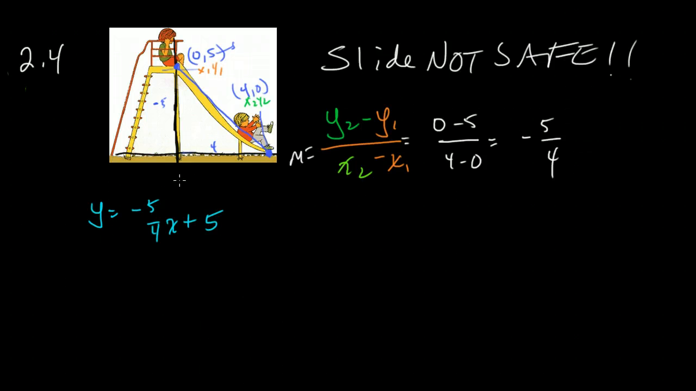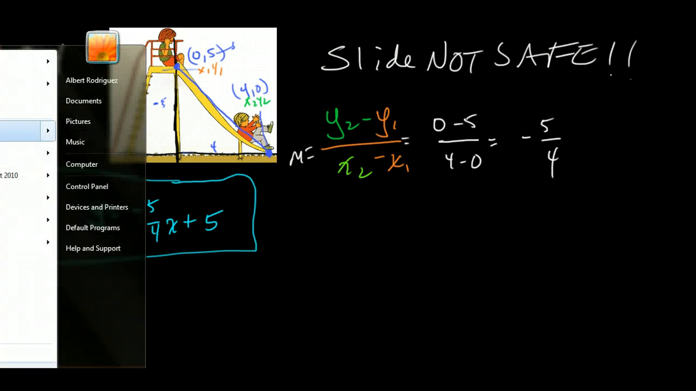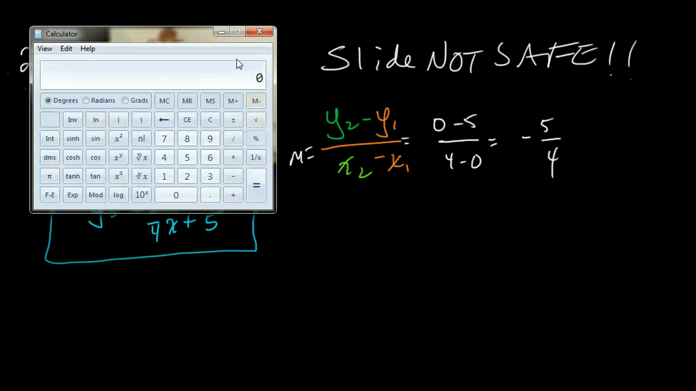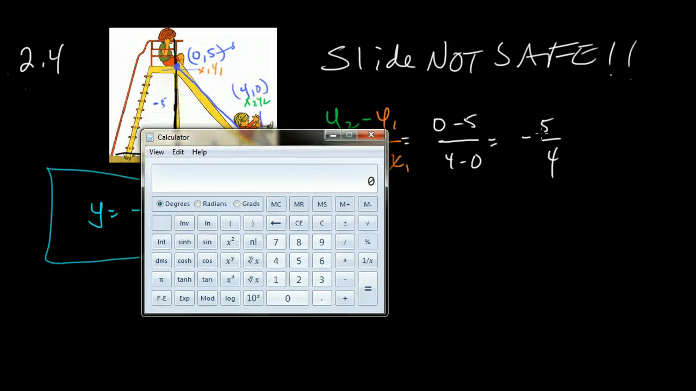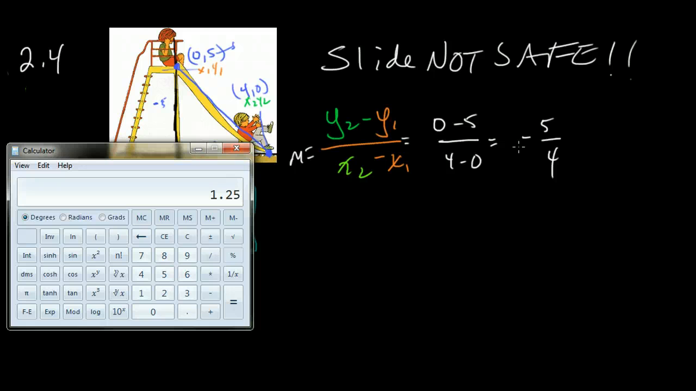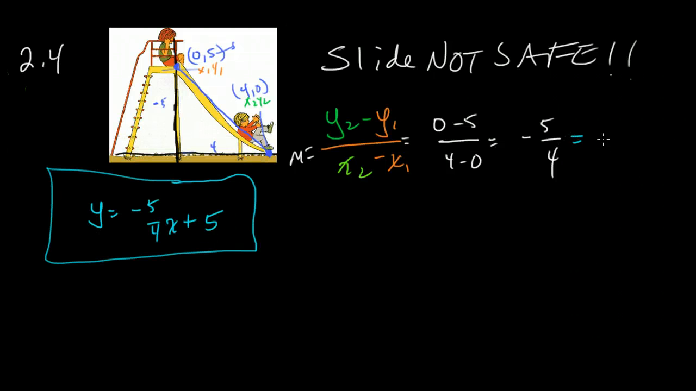And that's all fine and dandy, but for a second, let's take a look at the slope of this line. The slope of this line is negative 5/4, which is to say, if we were to turn that into a percent, let's get our old trusty calculator here and divide 4 into 5. So 5 divided by 4, that's 1.25. So in terms of a grade, that's 125% grade.